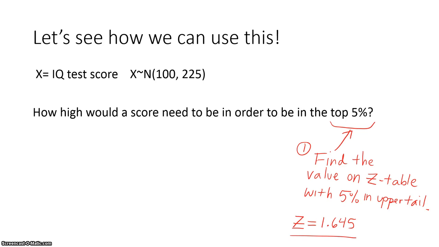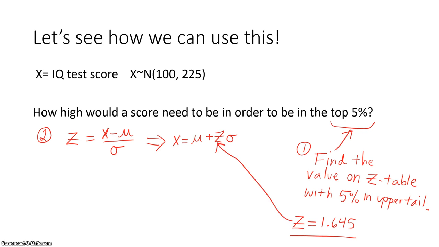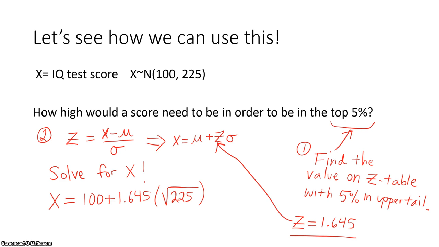Now we're going to need to transform this back into an IQ test score, our x random variable. We know that our z is equal to x minus the mean divided by the standard deviation. If we manipulate this, we can calculate x by taking the mean plus the z value that we found in the table times the standard deviation. There's our z value, 1.645. So we're going to solve for x. X is equal to our mean, 100, plus our z value, 1.645, times our standard deviation, which is the square root of 225. And that gives us a score of 124.675.